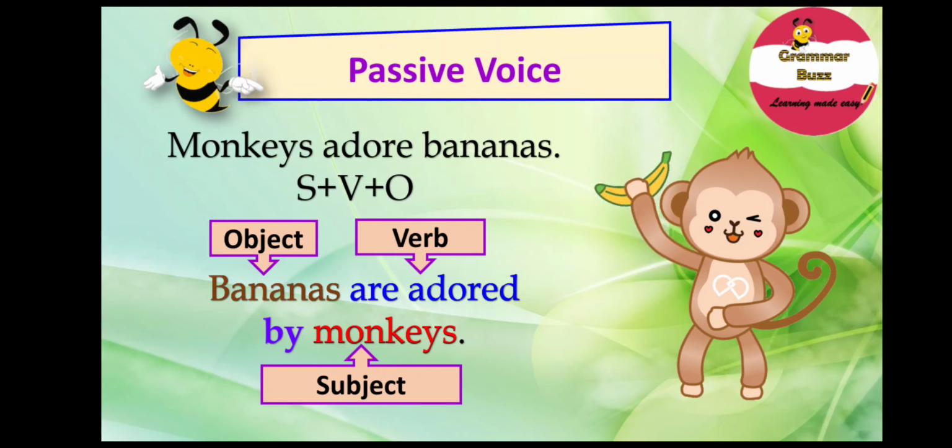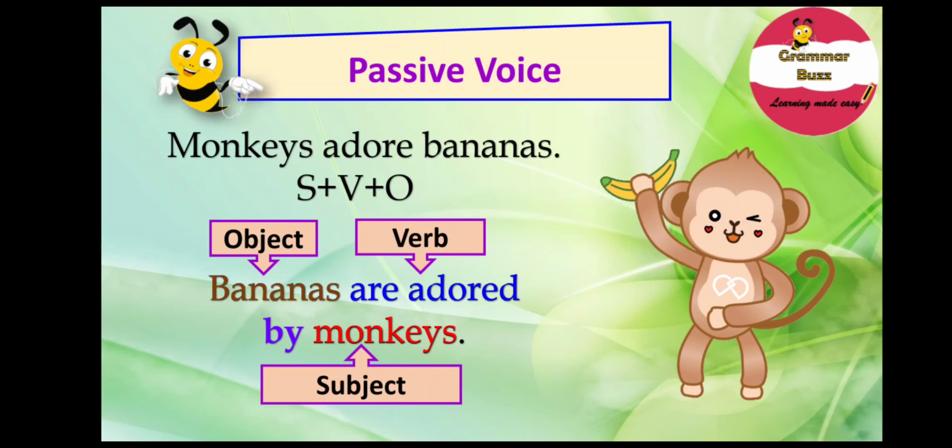So are is the auxiliary be verb and adored is the past participle of the base verb adore. So we use the verb to be plus past participle form of the verb while forming the verb in the passive voice. Hence, the verb form also tells us that the sentence is in the passive voice.